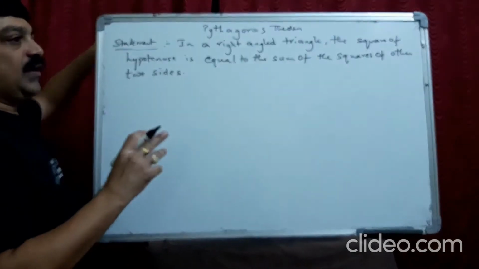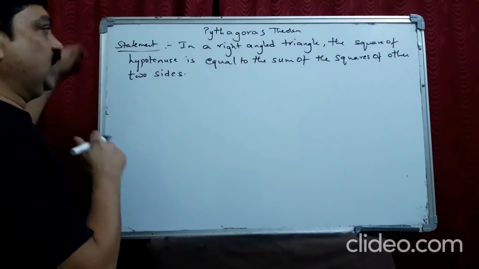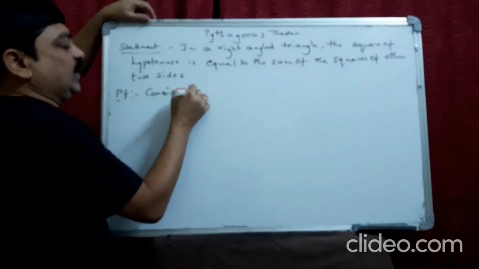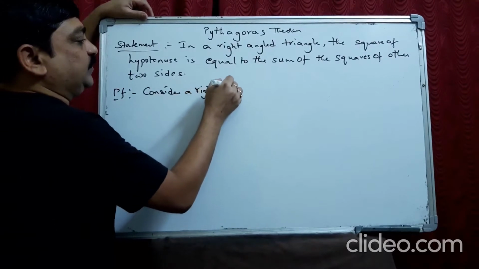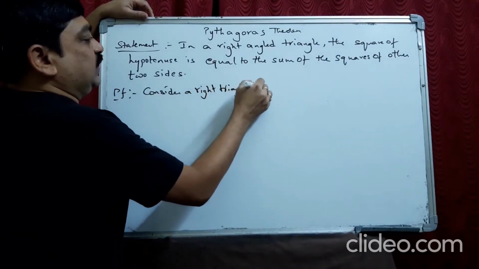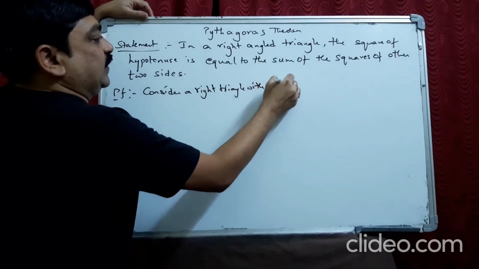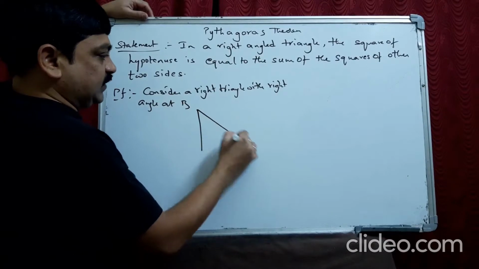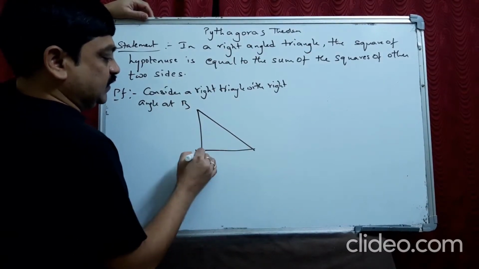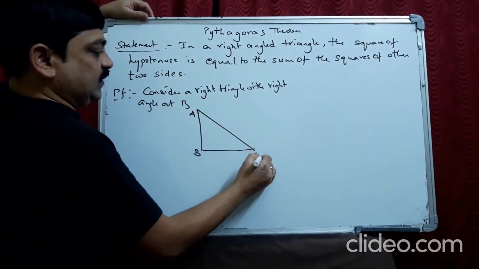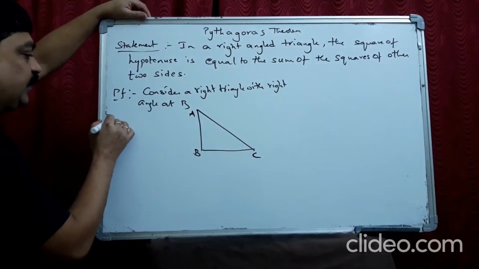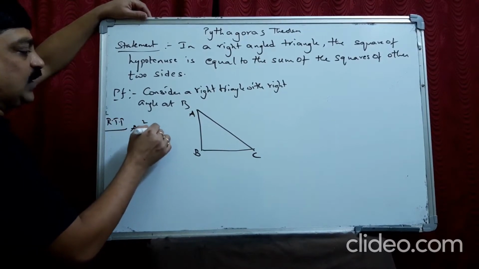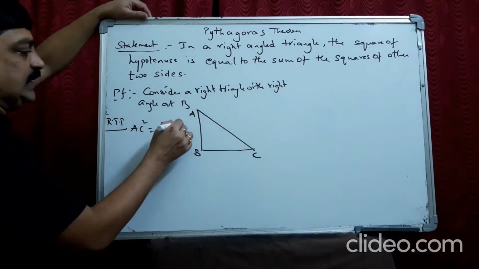In the textbook the diagram will be different, I take a little different one, listen carefully. So proof: we consider a right triangle with right angle at B. Okay, I take it like this. So B, A, C. This is it. What is RTP? Here AC is the hypotenuse, RTP is AC square equals AB square plus BC square.